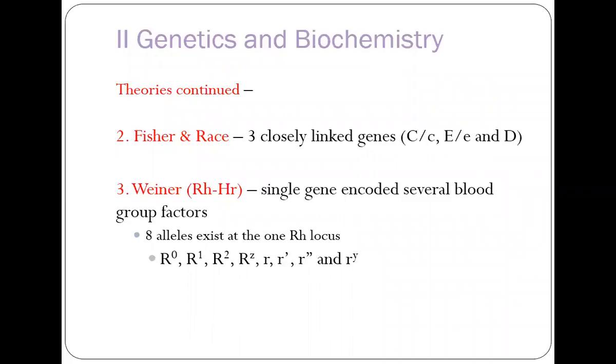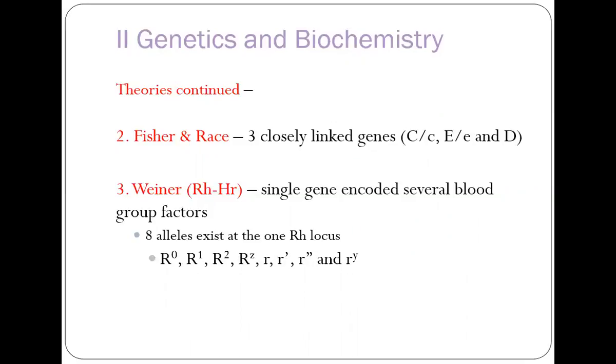The other 2 theories that are discussed are known as Fisher and Race, and then the Wiener, or the Rh-Hr. So with Fisher and Race, these 2 researchers believed that the Rh blood group system antigens were inherited as a gene complex or a haplotype that would code for 3 closely linked sets of alleles. So they believed that there was a D gene, a big C and little c gene, and then a big E and a little e gene.